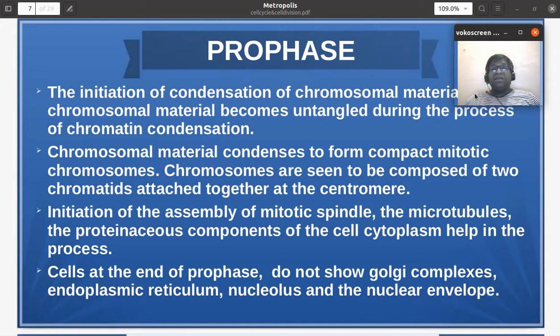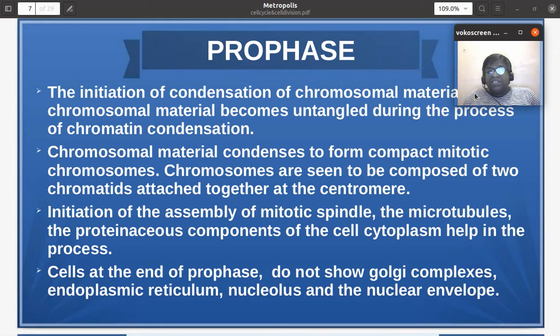Chromosomes are composed of two chromatids attached together at the centromere. We call them sister chromatids. So the chromosomes have four arms in total. The two chromatids are held together at the centromere.